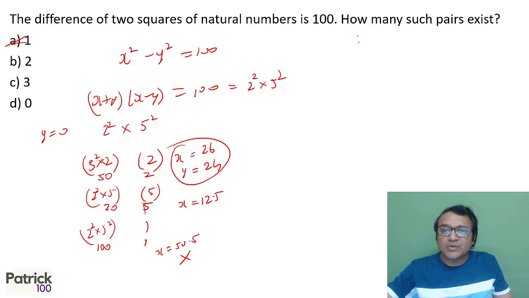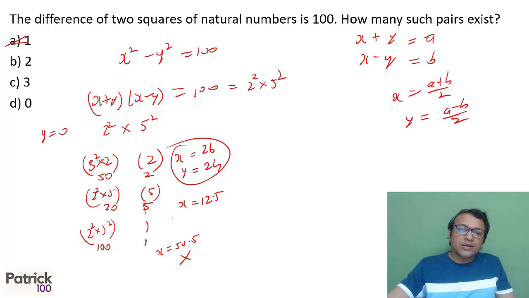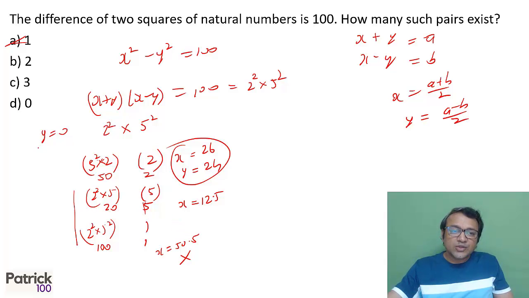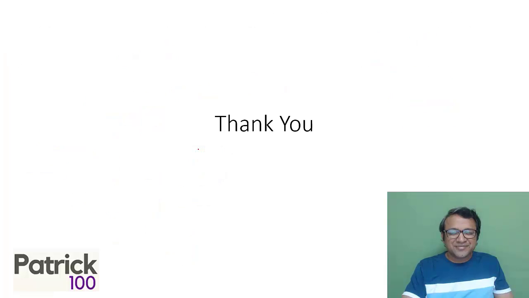So whenever you have x plus y and x minus y as a and b, if you want to find x, you just add the two values and divide by 2. When you want to find y, you just subtract the two values and divide by 2. So that's what I did. For these two cases, you get a fraction. In the first case, you get y as 0. The only possible case is the one with x 26, y 24. Thank you.